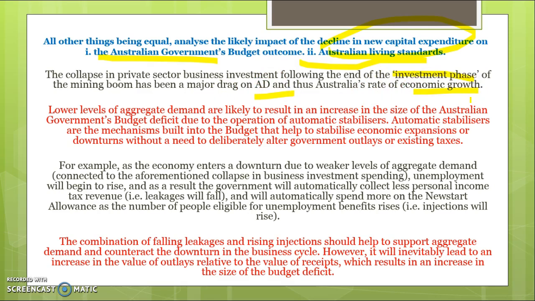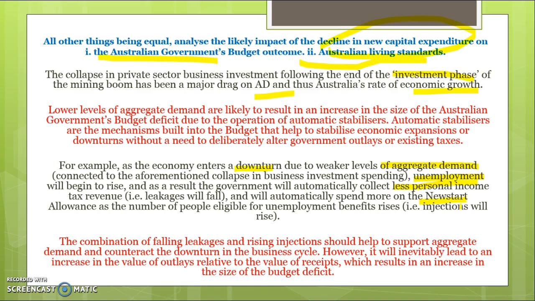There was lower levels of aggregate demand because it leads to less employment because we don't need people to build stuff, so we don't need engineers and builders, etc. Therefore, the automatic stabilisers automatically would cause the budget to have more outlays and less tax revenue. So, for example, the lack of investment spending could cause a downturn in the economy due to weaker levels of aggregate demand. This could lead to increased unemployment, which then flows on to less personal income tax and more welfare from the government or more people on New Start allowance.